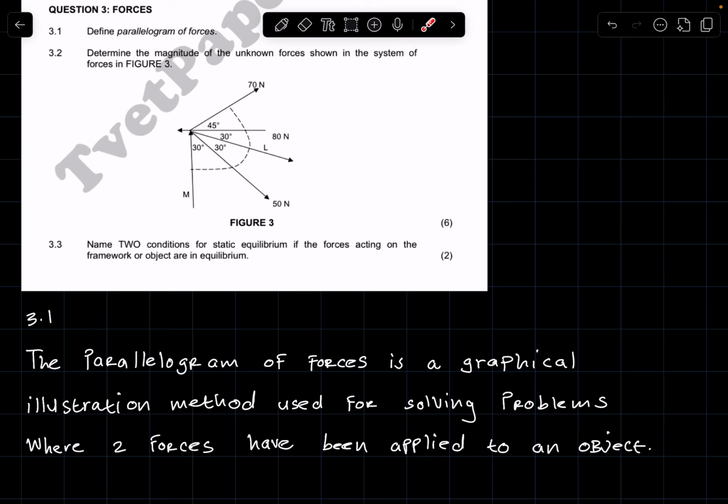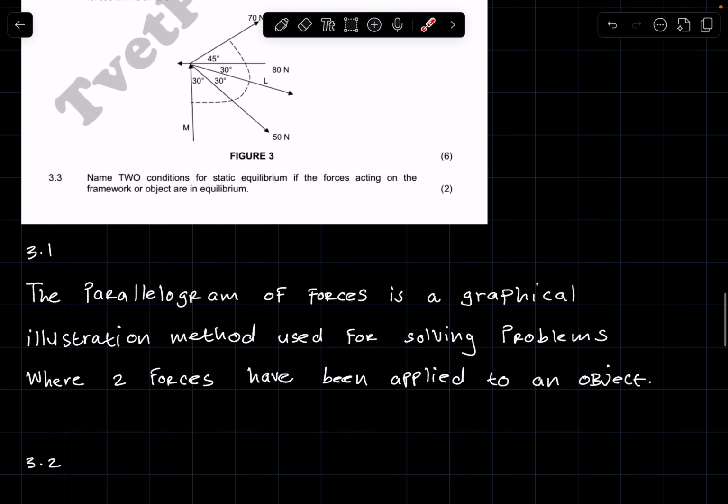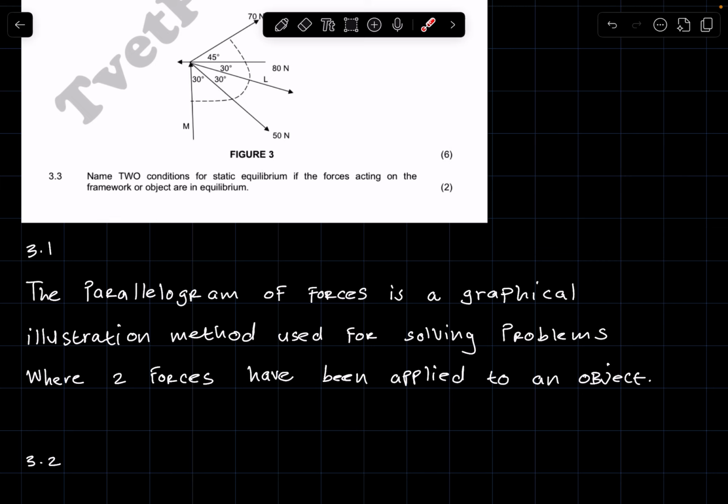So whichever vectors the problem is based on. For this module in particular, it is based on forces. Maybe that's why they've stated it the way they have, defining the parallelogram of forces. But just to be clear, it's actually the parallelogram of vectors, because this method, like I said, you are able to use with any and all vectors.